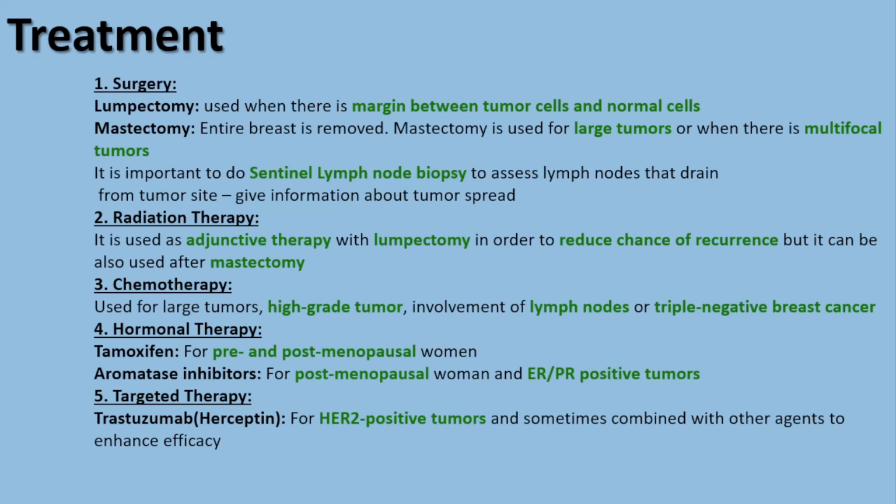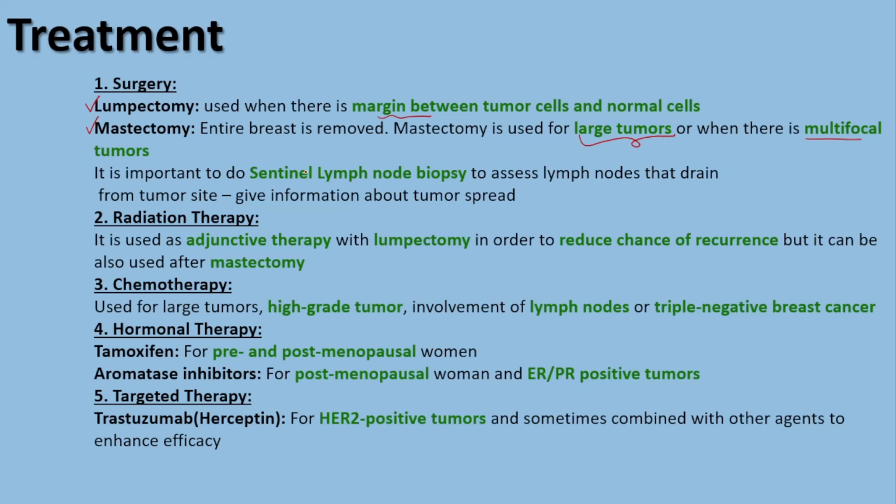So now let's talk about the treatment options in case of invasive ductal carcinoma. So we have 2 surgical options. We have lumpectomy, which is a breast conserving surgery, and this is done usually for low-grade tumors, and when we have a clear margin between tumor cells and normal cells of the breast. We have another option, mastectomy, which is when we have the entire breast removed from the body, and this is usually done for large tumors or when we have multifocal tumors spreading all over the breast.